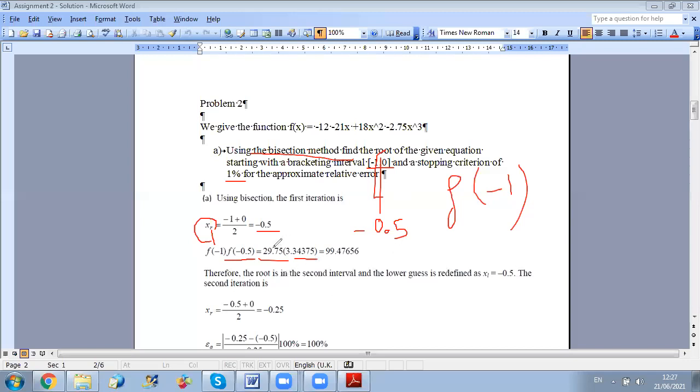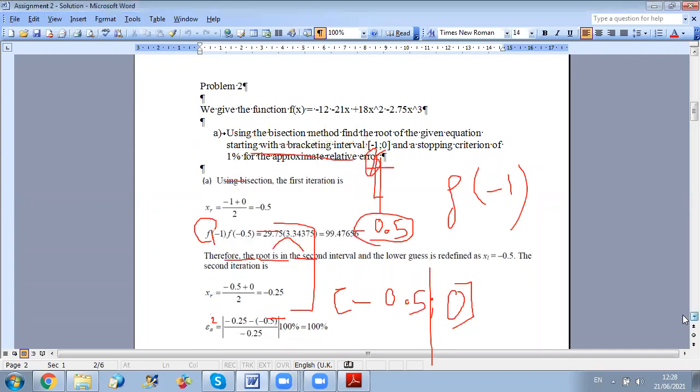So here, since I have the same sign, I can directly say minus 0.5 will replace minus 1, and the new interval is minus 0.5 to 0. Now I am ready to do a second estimate of my root by taking the middle of my interval. So xr2 is minus 0.5 plus 0 over 2, which is minus 0.25.